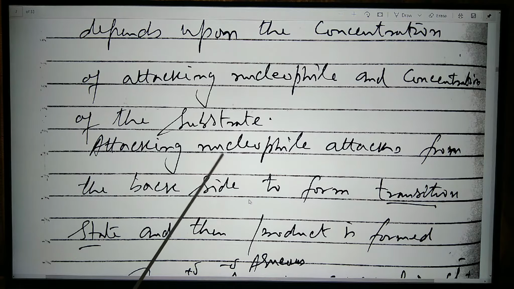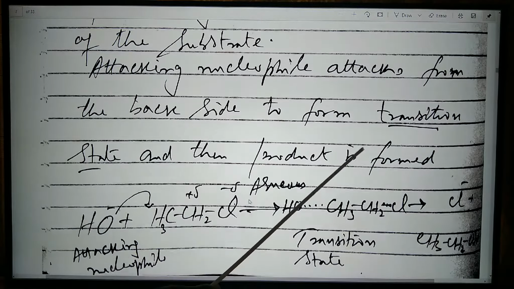The attacking nucleophile attacks from the back side only. Why? Because the halide is electronegative, the nucleophile is also electronegative. They will repel each other. Therefore, it will attack from the back side to form the transition state. You have already studied this in first year, chapter number 9, and then the product is formed.